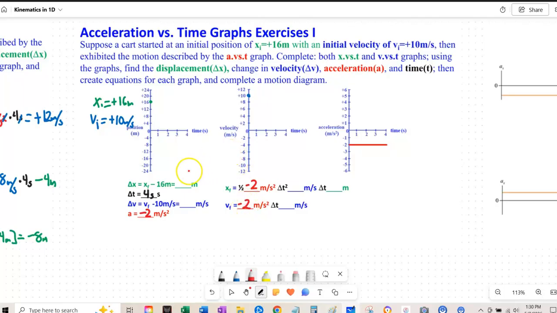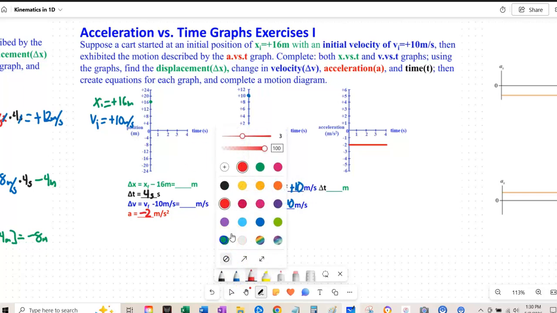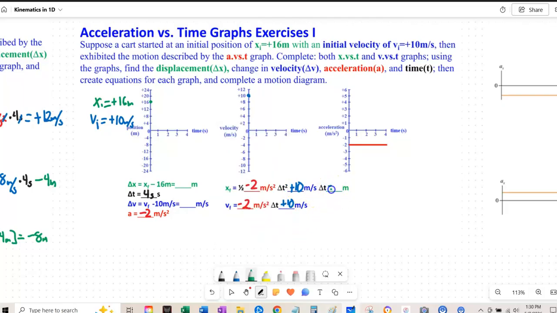Okay. All right. I absolutely do not know what to do. But we could figure out some stuff here. We know its starting velocity was positive 10. We're going to fill that in there. And we know its starting position is positive 16. All right. We've actually already figured out those two equations.